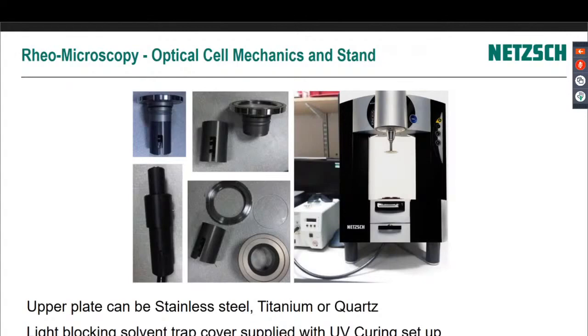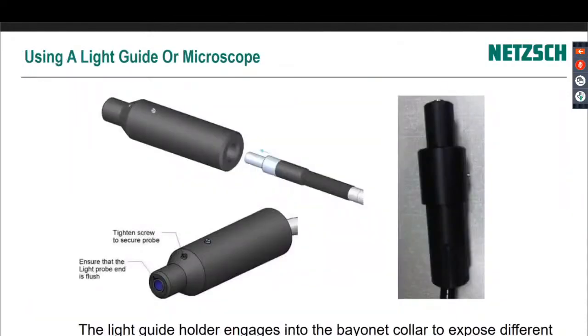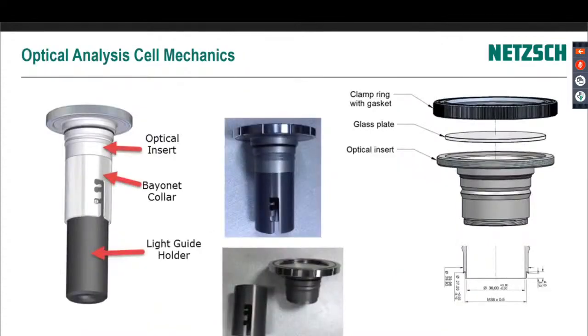Now, some people actually want to look at the product while it's being tested. And so you can do this with the Rheo microscopy cell. And so we actually use a quartz lower plate here. It's temperature controlled. And then we're going to put this microscope up underneath and we can actually view the sample. If you want to, you can attach it to a UV lamp. Instead, this is a UV lamp with a light probe. But if you take that out, you can put the microscope in there. And it fits in this bayonet holder. And so we can expose different diameters of the sample to UV if you want to, or we can just look at it in a microscope with different focal lengths.